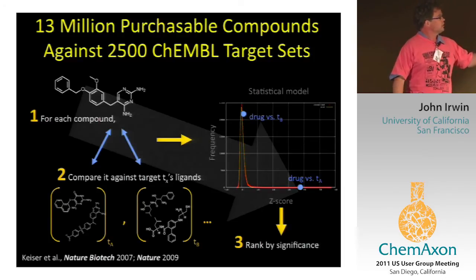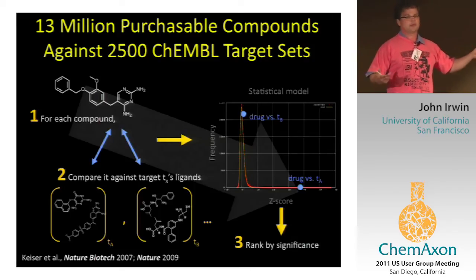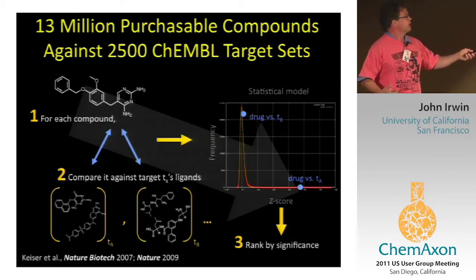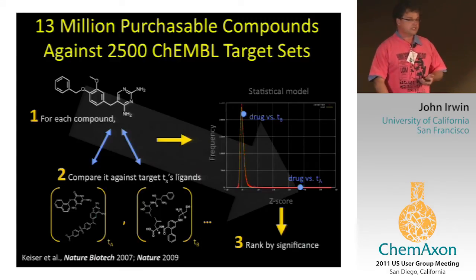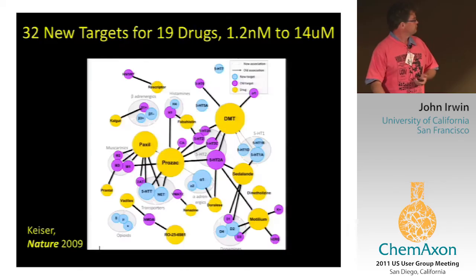And so we've done it against all of, I think at the time I did it, there were 13 million purchasable compounds in my library, and against, at the time I did it, about 2,500 targets annotated in ChEMBL, for which there were at least 5 ligands of 10 micromolar or better.